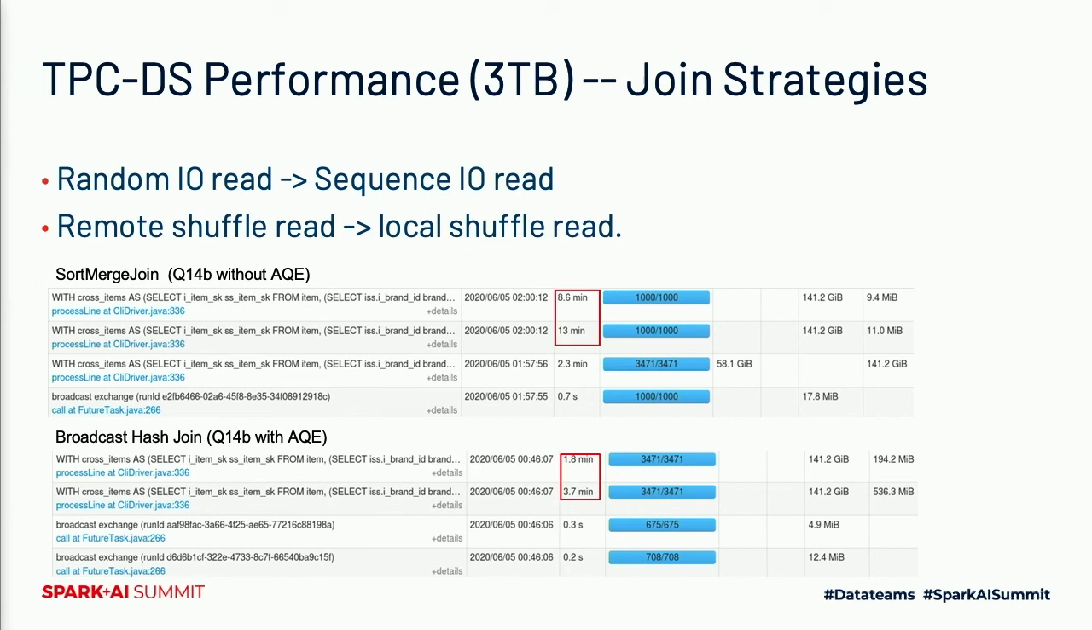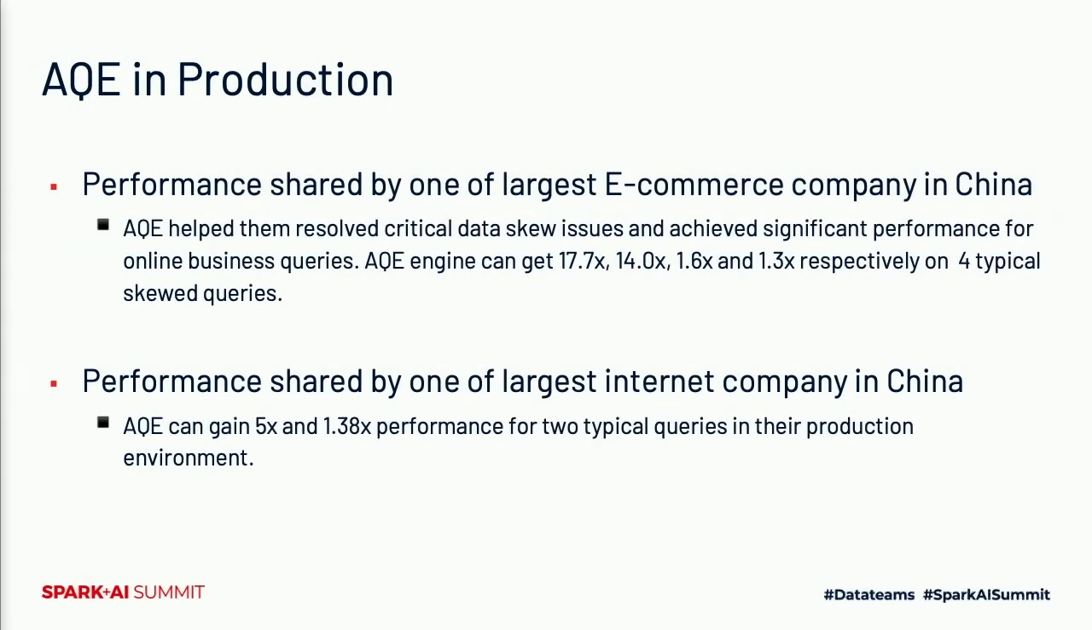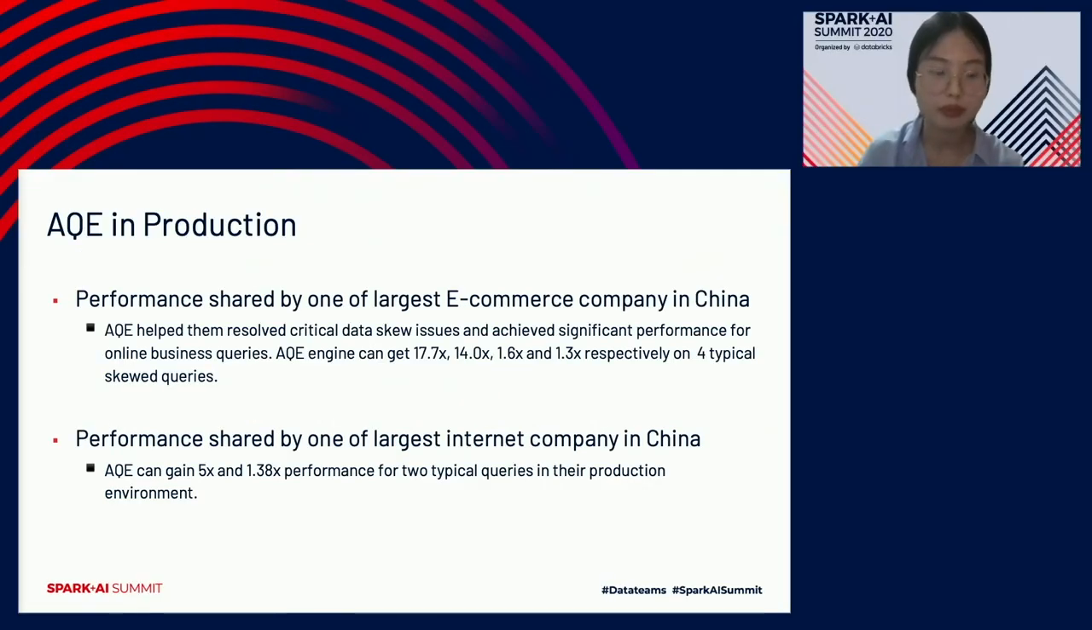This feature can read the shuffle file locally to save network traffic and also change the random read to sequential read. Because the data generated in TPC-DS is very even, we don't gain performance improvement with the dynamically optimizing skew join feature in 3 terabytes TPC-DS.